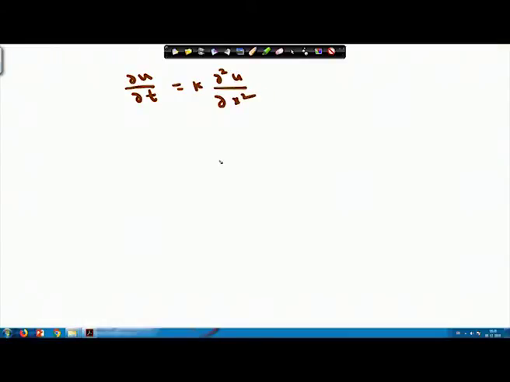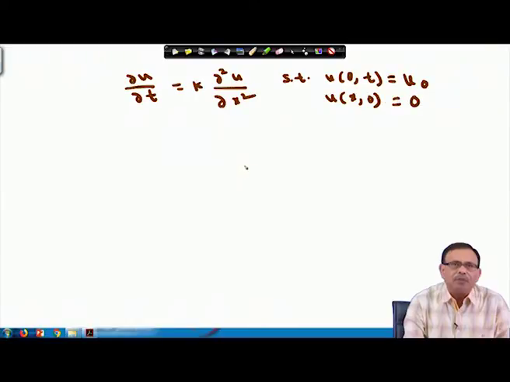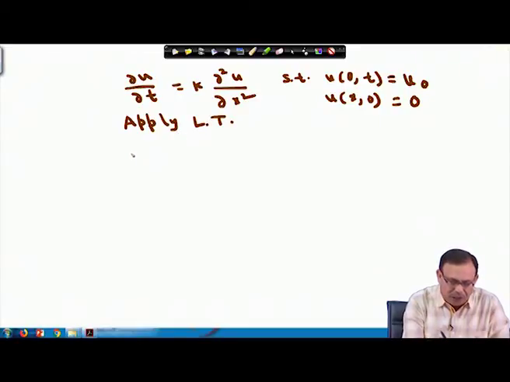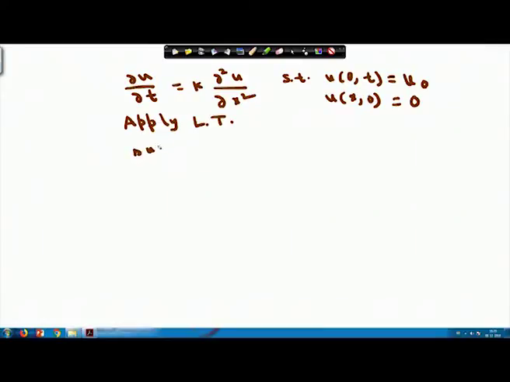As I have told you, the first thing to do is to note the conditions: subject to u(0, t) equals u0 and u(x, 0) equals 0. These conditions are provided. As I have told you earlier, we have to take the Laplace transform on both sides of the given equation at first. So, apply Laplace transform on both sides. Then you will obtain the Laplace transform of del u by del t, which you can write by the formula s into u bar(x, s) minus u(x, 0).